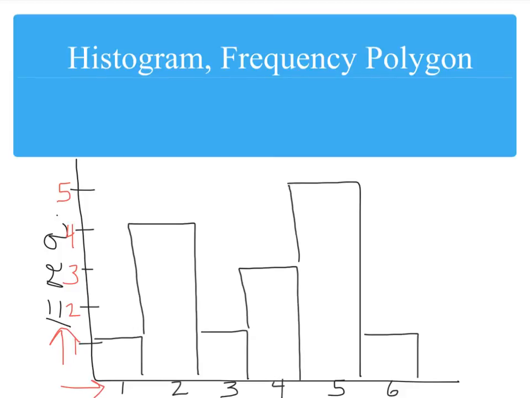From this then we can make a frequency polygon, and to do that we'll just take the midpoints of each of those bars and we'll just connect them. So it almost appears as a line graph.